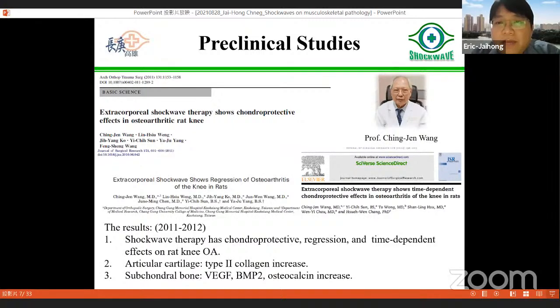Our supervisor and teacher, Professor Ching Wang, started the animal study and published 3 papers in 2011 to 2012. The results show that shockwave therapy has control, protect, regression, and time-dependent effects on rat knee osteoarthritis. And we also found shockwave enhances the expression of type 2 collagen in articular cartilage and enhances VEGF, BMP2, and osteocalcin in the subchondral bone.